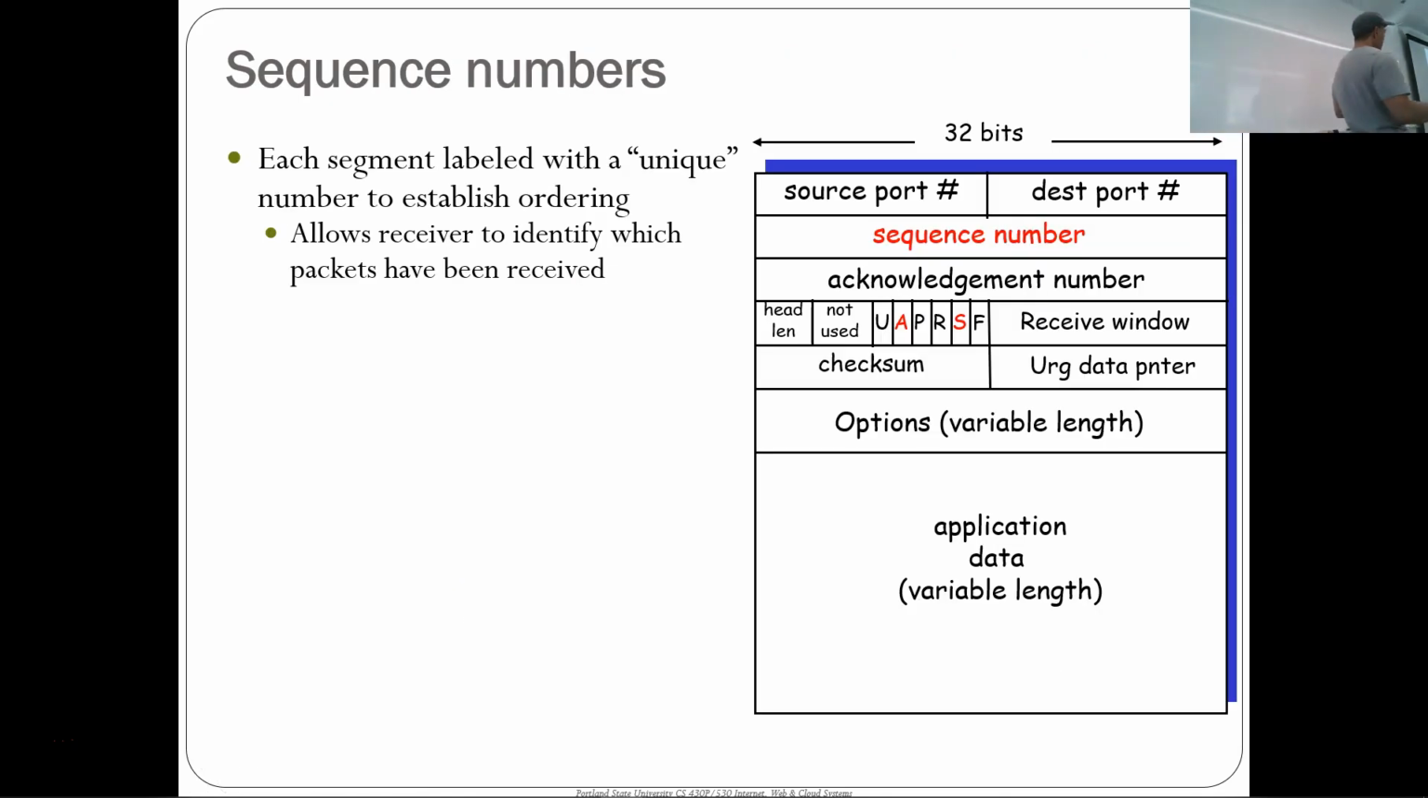And that's done. So this is a picture of the TCP segment, the TCP header. That's done with a sequence number. So every piece of data that you send with TCP has a unique sequence number associated with that data. And this allows the receiver to put the segments in order so that it can actually produce the exact byte stream that it was given.